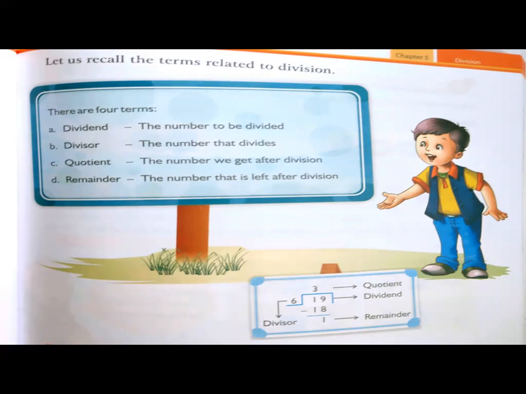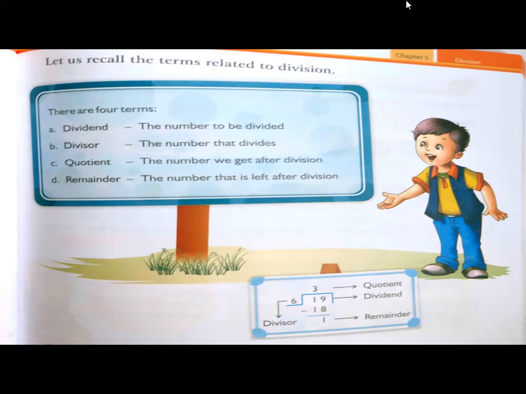There are four terms and the first term is dividend. What is meant by dividend? The number to be divided is called dividend. And the second term is divisor. The number that divides is called divisor. And the third term is quotient. The number we get after division is called quotient. And the last term is remainder. The number that is left after division is called remainder.